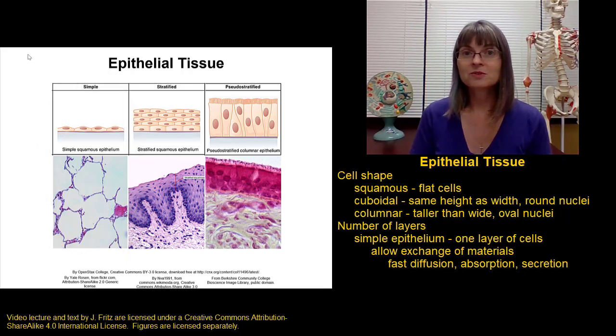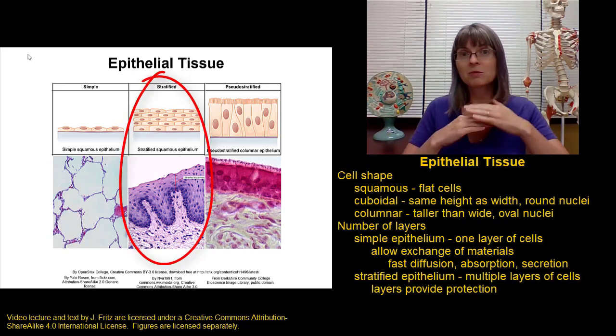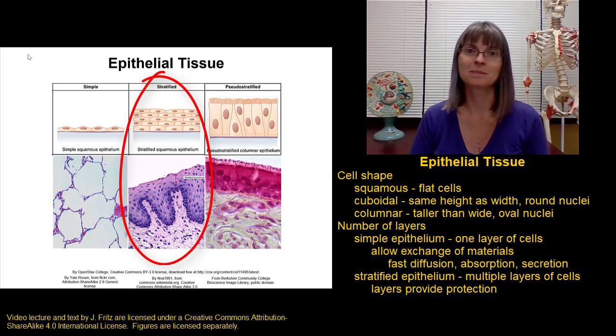Other epithelial tissues are stratified. Stratified epithelium is epithelium with more than one layer. This could be just a couple layers or it could be many layers. In general, stratified epithelium is important for providing protection.